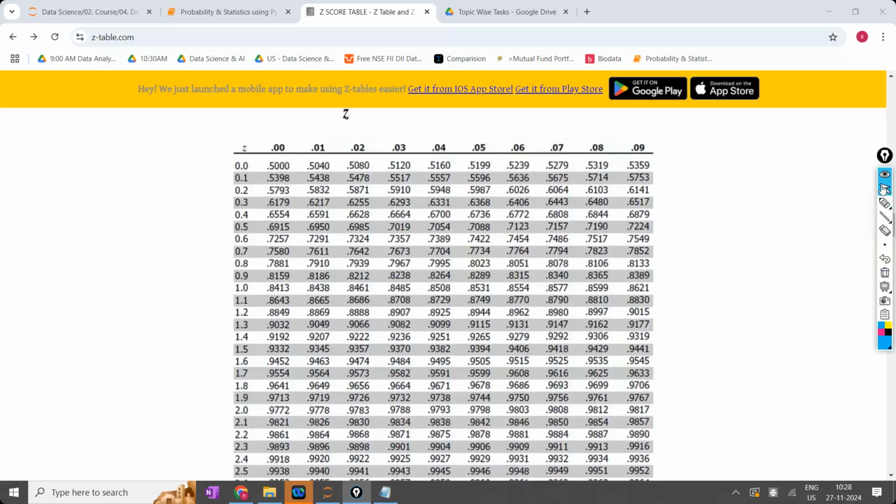And without data, we can't do it in Python also. Even in Python, first you have to calculate the z value, and after calculating the z, from that you have to calculate the probability in Python, and you have to subtract. Exactly.